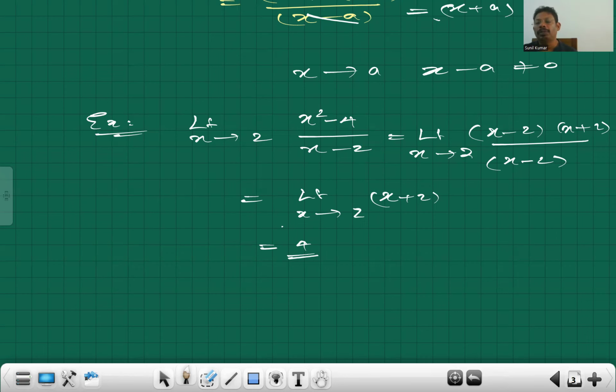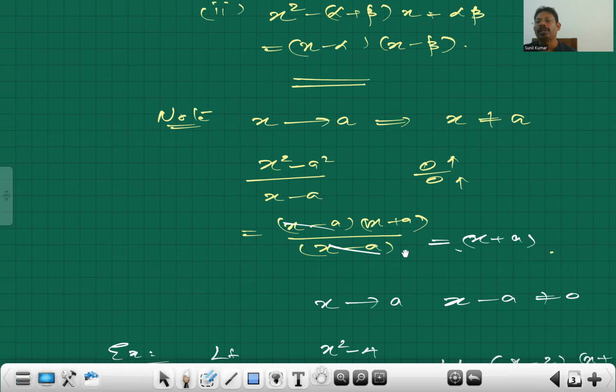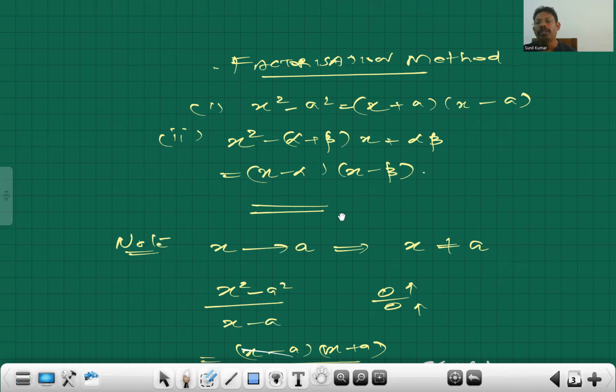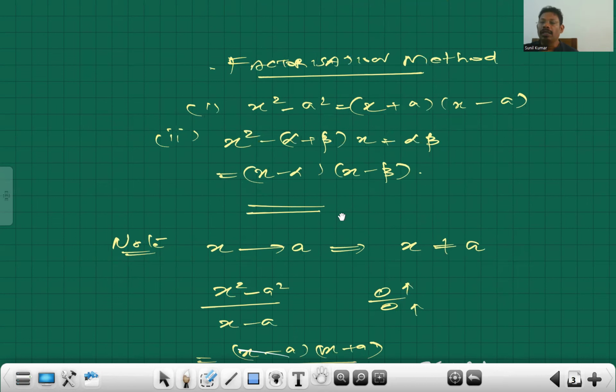So I explained two methods here in factorization. There are a lot of methods in factorization. You studied a chapter on it earlier. One of them is this identity you can remember: x plus a into x minus a is x square minus a square. In the quadratic concept you also discussed x minus alpha into x minus beta is x square minus alpha plus beta into x plus alpha beta.